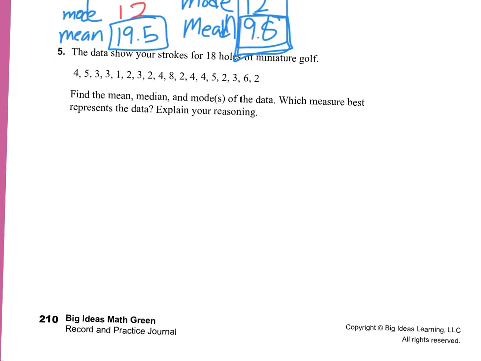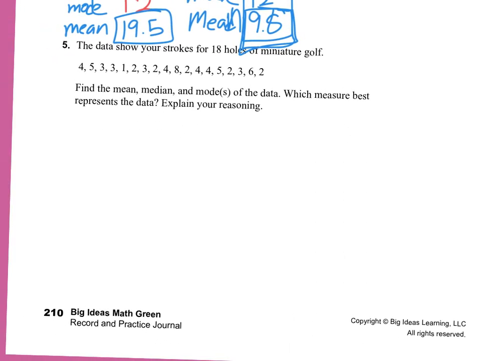Let's do this one. I know that we're taking a little bit longer today, but that's okay. So we're going to put these in order from least to greatest. We have a 1, we have a 2, another 2, another 2, another 2, and another 2. Was there 5 2s? 1, 2, 3, 4, 5.